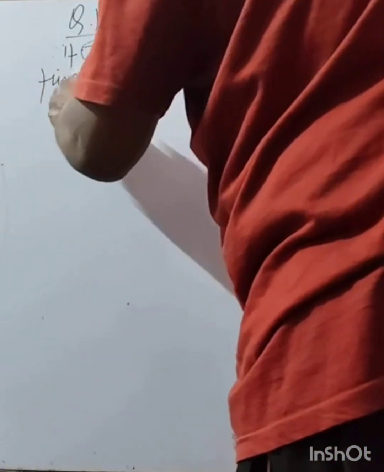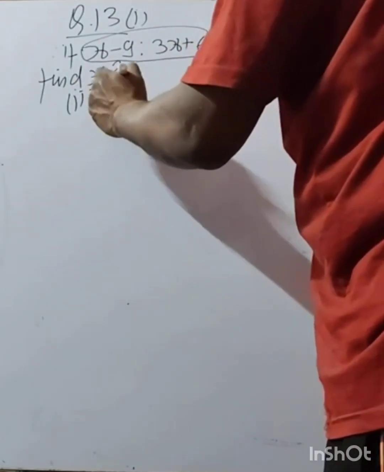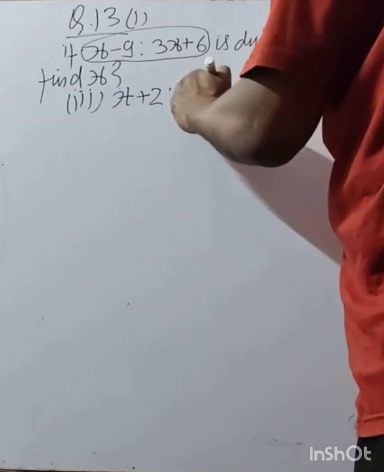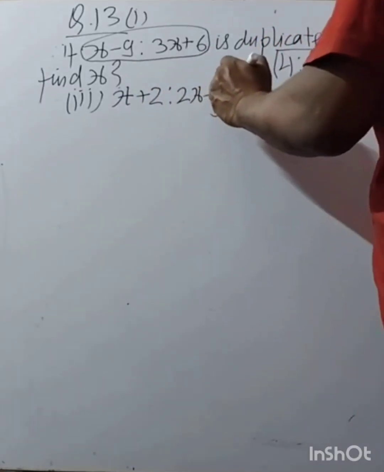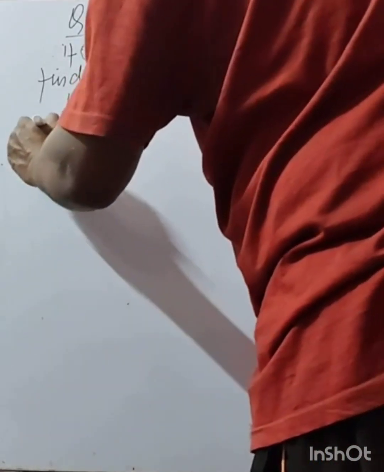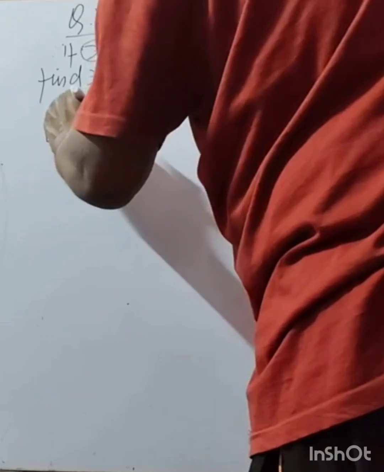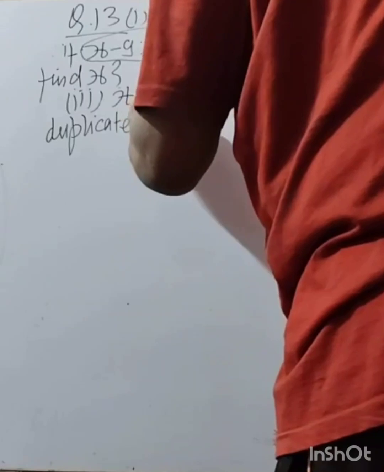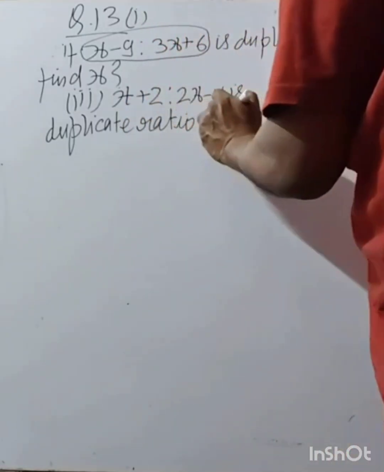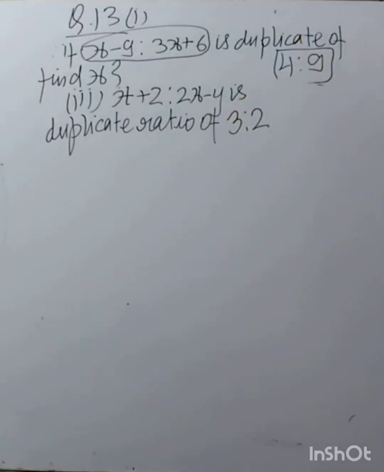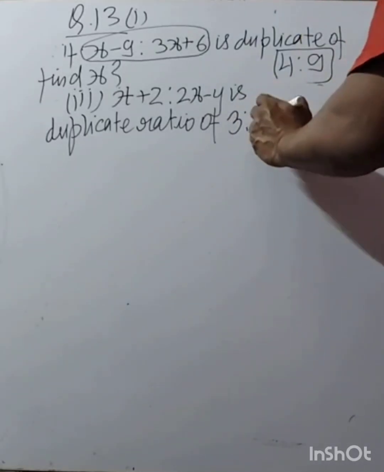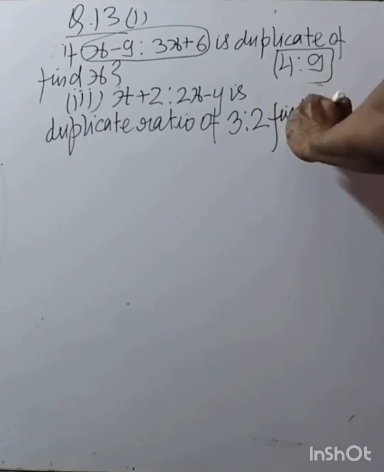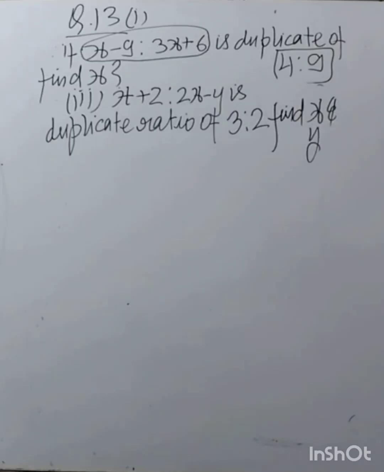What is that? x plus 2y ratio 2x minus y is equal to the duplicate ratio of 3 ratio 2. Find x and y. Is this so?